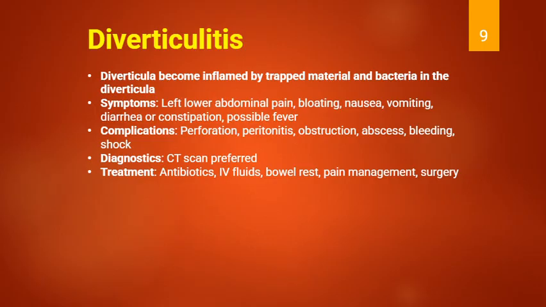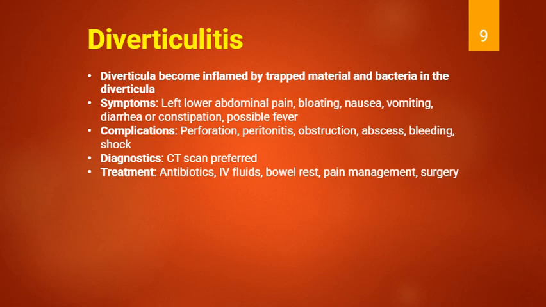Patients with diverticulitis commonly develop acute left lower abdominal pain, which is one of the most important findings. They may also have bloating, nausea, vomiting, diarrhea, or constipation, and sometimes fever. In more severe cases, there may be rectal bleeding. If bleeding becomes significant, the patient may develop hypotension and signs of shock. LPN nurses should recognize that worsening abdominal pain, fever, abdominal rigidity, or signs of sepsis may indicate a medical emergency.